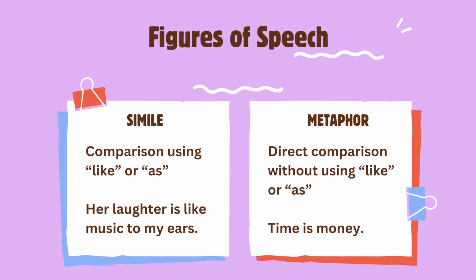First, we have simile. It's a word or a phrase that compares two things using the words like or as. For example, her laughter is like music to my ears. The speaker is expressing that the sound of her laughter brings joy and delight, similar to how pleasant music can uplift one's mood. Second, we have metaphor. It's a direct comparison between two things without using like or as. For example, time is money. It means that a person's time is as valuable as money.